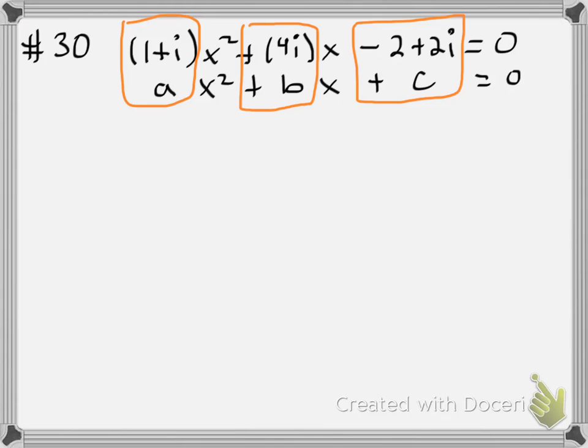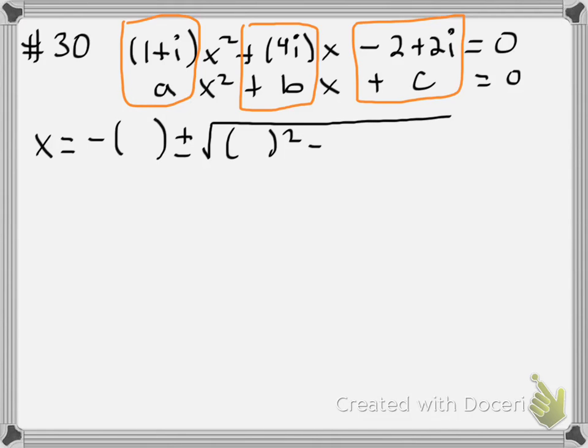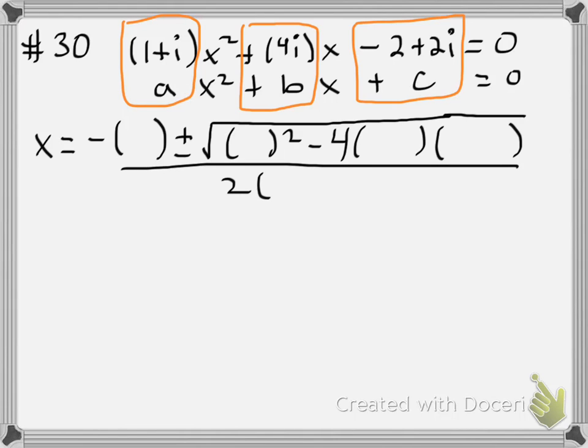I'm going to say it, but I'm going to write blanks in. x equals negative b plus or minus the square root of b squared minus 4 times a times c, all over 2 times a.